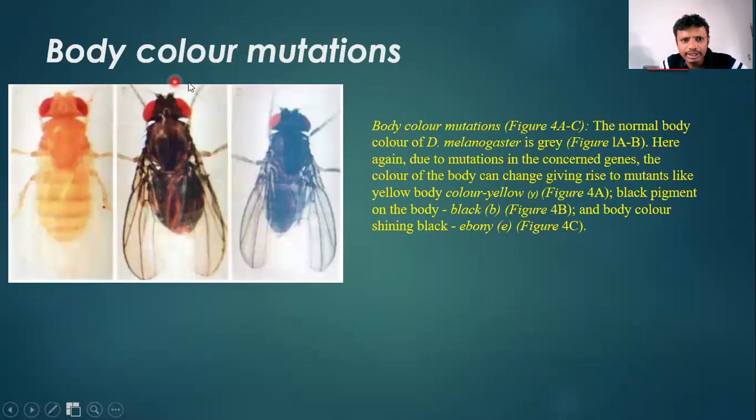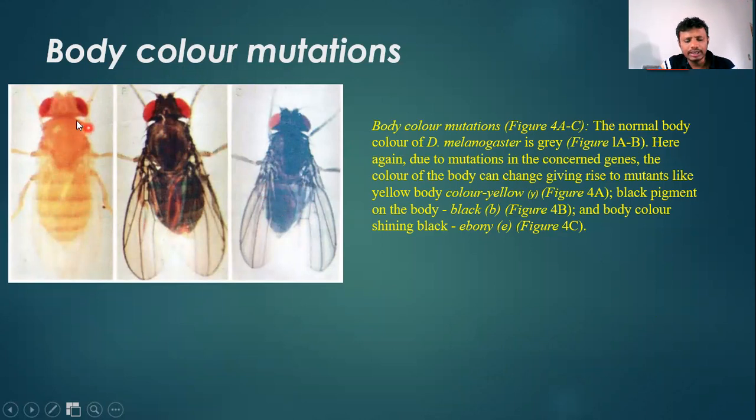Next most important character is the body color. So you can see here it is the yellow body, it is the sepia body, okay, the black body, and the other one is the shining black. You can see it like the normal house flies. Here there is a type of fly which is observed, but it is not the house fly, it's a shining body. And in the same way we have white bodied also.